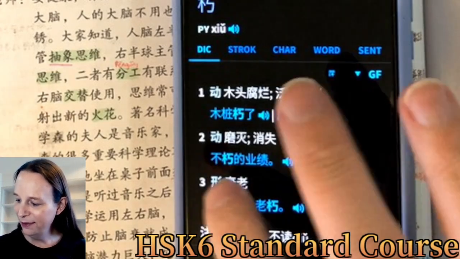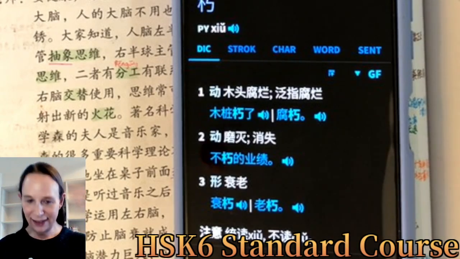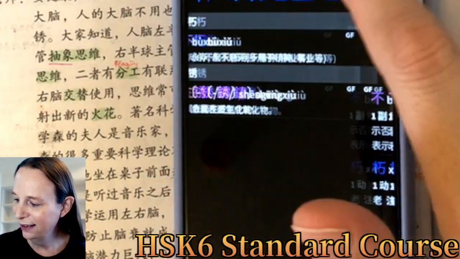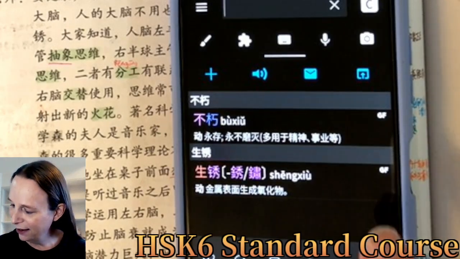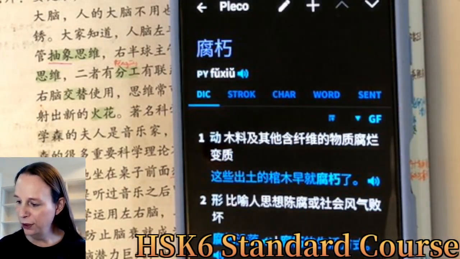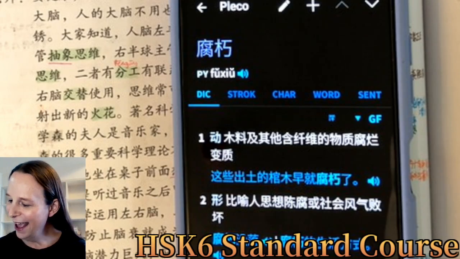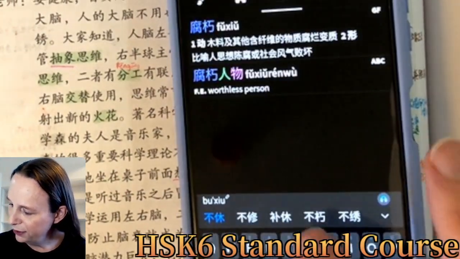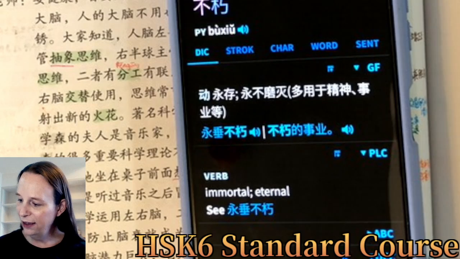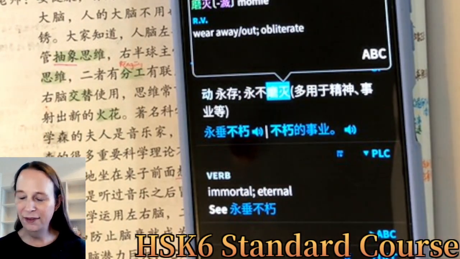So it doesn't rot. Oh, here we got 衰老. 老朽, 衰朽. All right, so this means rotting here. So it is related to 生锈 in that something is getting worse gradually. 腐朽. So maybe 不朽 is 不腐朽. Rot, decay. All right. So 不朽 永存 永不磨灭 多用于精神事业等. What is 磨灭? Worn away. Unable to be worn away.